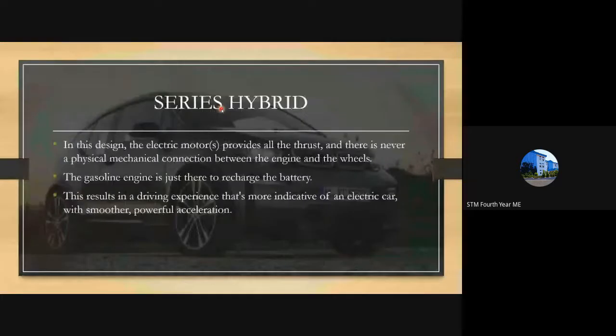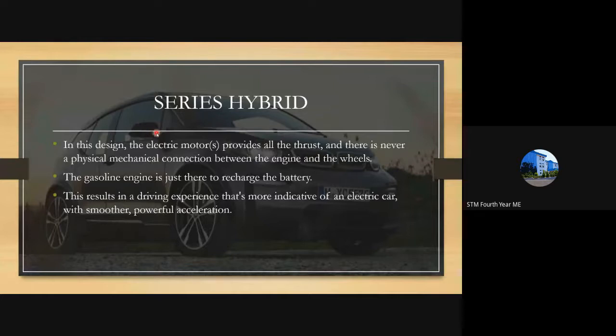Next is the series hybrid. In a series hybrid, the electric motor or motors provide all the thrust, and there is never a physical mechanical connection between the engine and the wheels. An engine is also present and an electric motor is present.